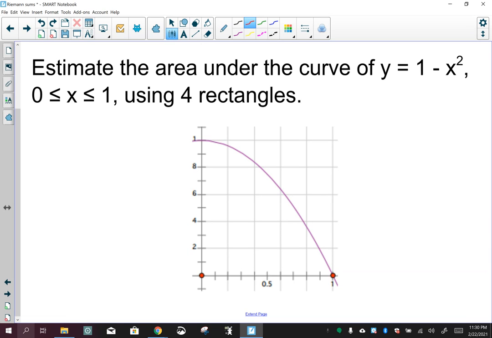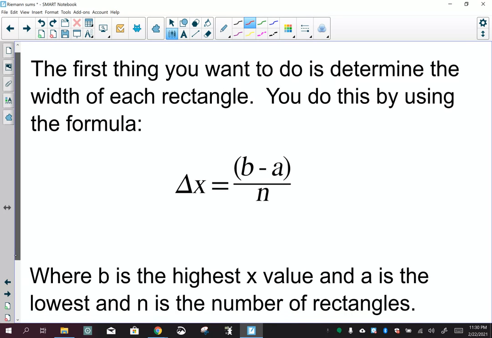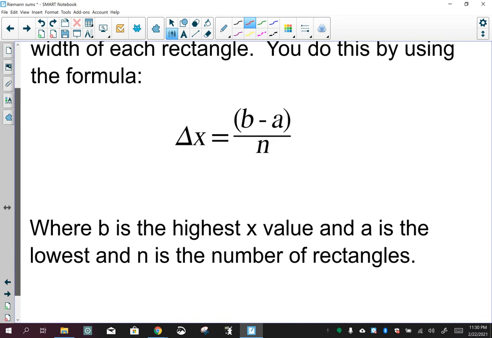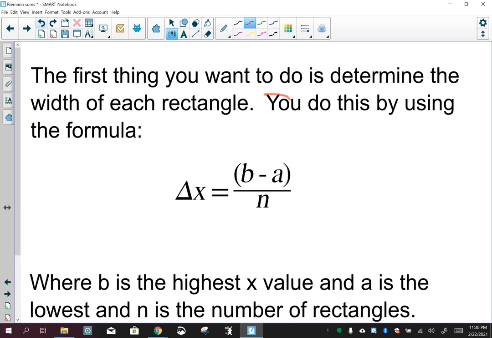All right, so let's see how you did. We're going to estimate the area under the curve. I'm bounded here from 0 to 1. The first thing I need to figure out, again, is that delta x. The width of each one of those rectangles is actually called delta x. And so I just need to figure out what the distance is.